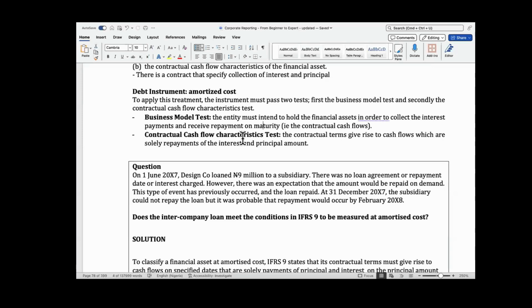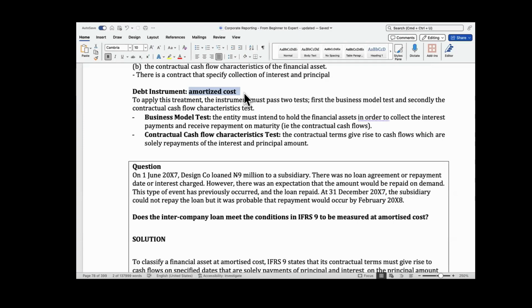And of course, contractual cash flow is talking about that there has to be a contract that would specify that, okay, you collect interest and principal. So you can classify at amortized cost. So you find that most debt investments, when you invest in debt, as an accountant, you find yourself majorly classifying at amortized cost. This is the go-to classification. This is the default. I mean, for the most part of it, this is the ideal one.